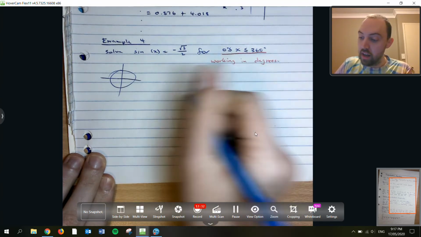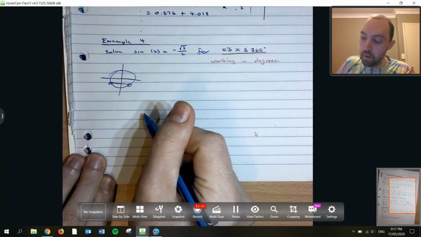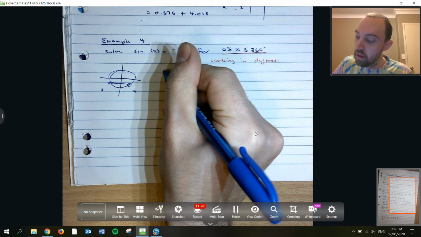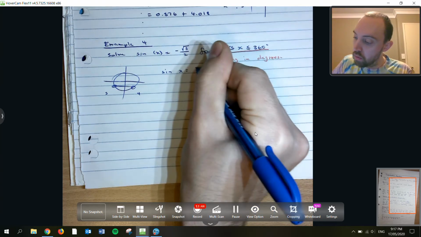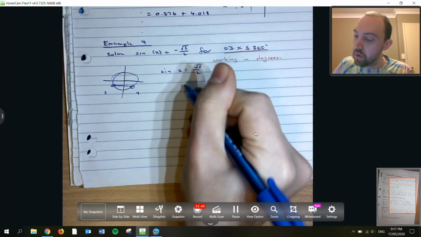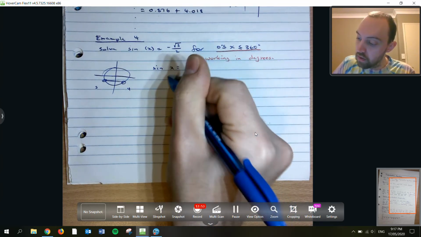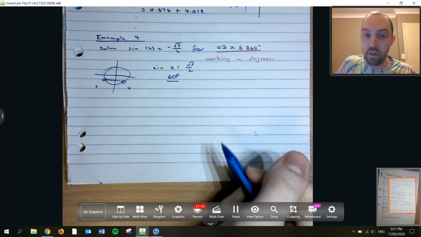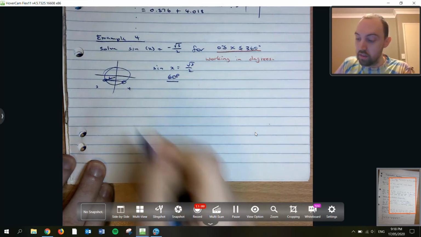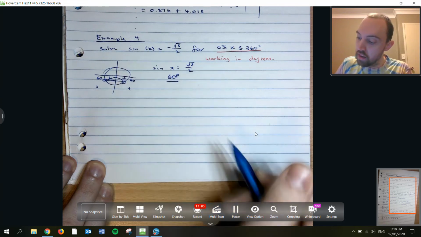Where is sine negative? Okay, sine's negative in quadrants 3 and 4. And the acute angle that we're working with, sine x is equal to √3 on 2. When does this occur? This occurs when we have 60 degrees. That's the acute angle. So we're going to have 180 plus the 60, and 360 take 60.